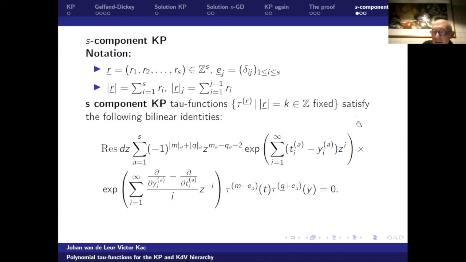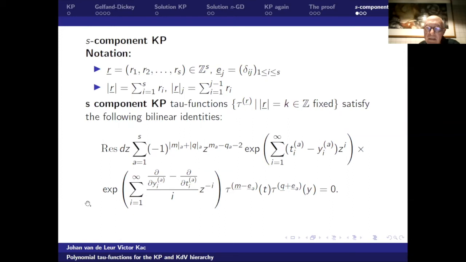So then the S component KP hierarchy is a collection of tau functions, tau_r, so they depend on this lattice. But there's a restriction. The absolute value of this r should be k. By the way, these r's can be negative. So there are many possibilities, and for fixed k, the following identity holds.